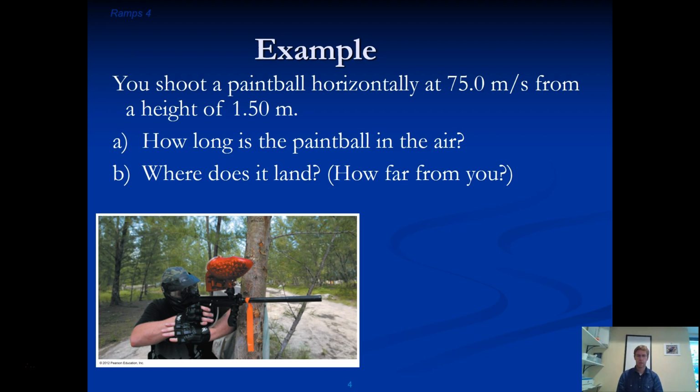So here you have somebody who's shooting a paintball. They're going to shoot it horizontally, so straight horizontally, so it's not moving up or down at all when they shoot it, and they're going to shoot it at 75 meters per second. And the height that they're holding their paintball gun is 1.5 meters off the ground. So two questions for you. One is, how long is the paintball in the air? And the second is, where will the paintball land? How far away from the shooter will it land, assuming that you missed the target?